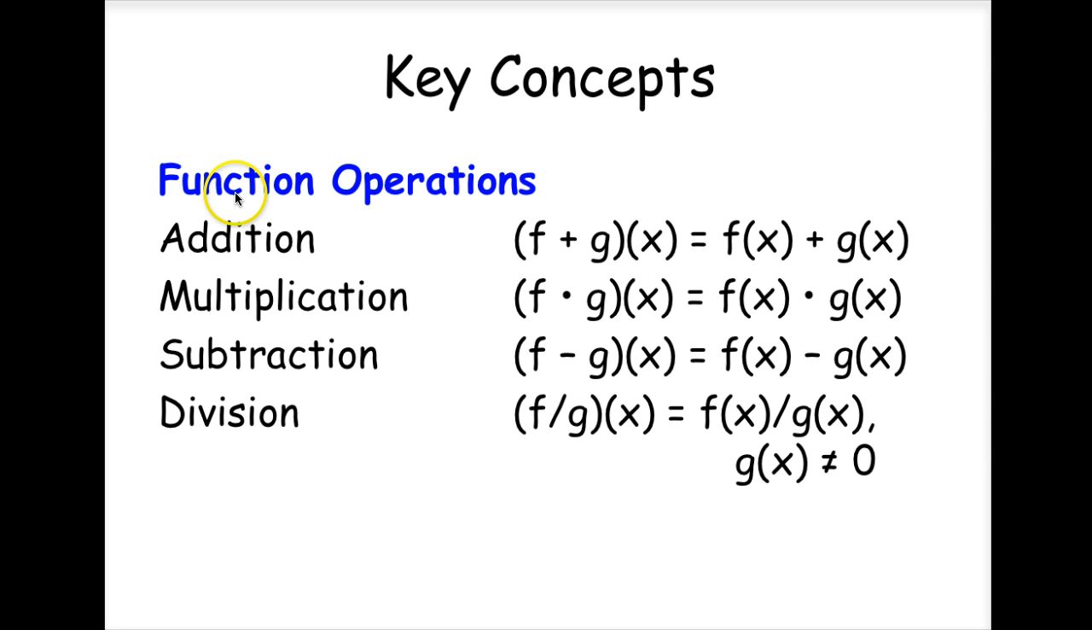Key concepts for function operations. If we're adding f and g, so (f plus g) of x is the same thing as f of x plus g of x. (f times g) of x is equal to f of x times g of x. (f minus g) of x is equal to f of x minus g of x. And (f divided by g) of x is equal to f of x divided by g of x, where g of x cannot be equal to 0.